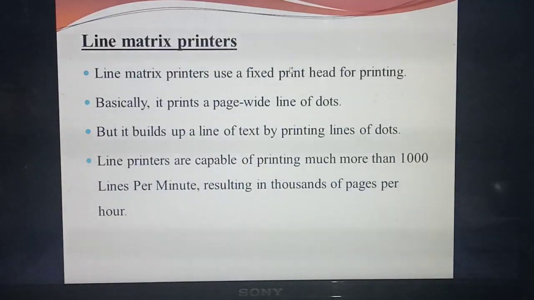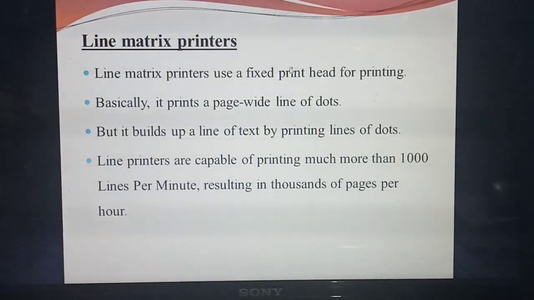So the next type of printer is the line matrix printer. This line matrix printer contains a fixed head. Using this fixed head only, this printer will print. Please differentiate and study, because sometimes they will ask you to differentiate between the line matrix printer and the dot matrix printer. The line matrix printer contains a fixed number of printing heads for printing.